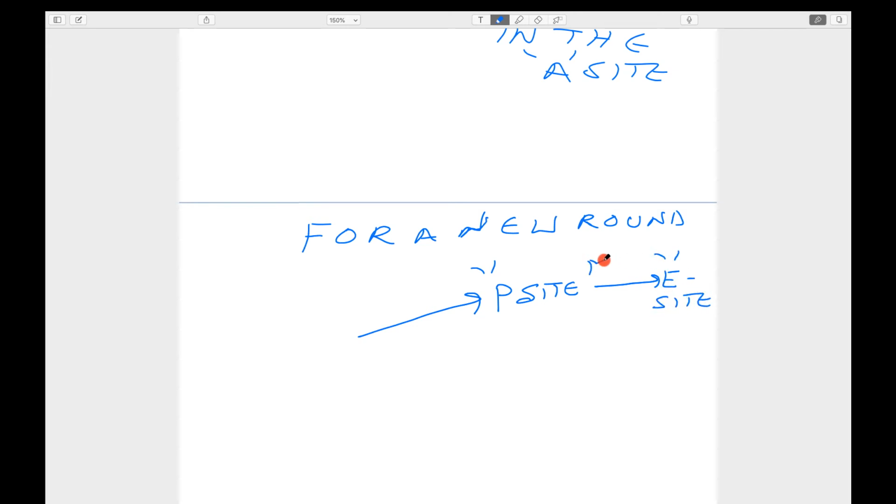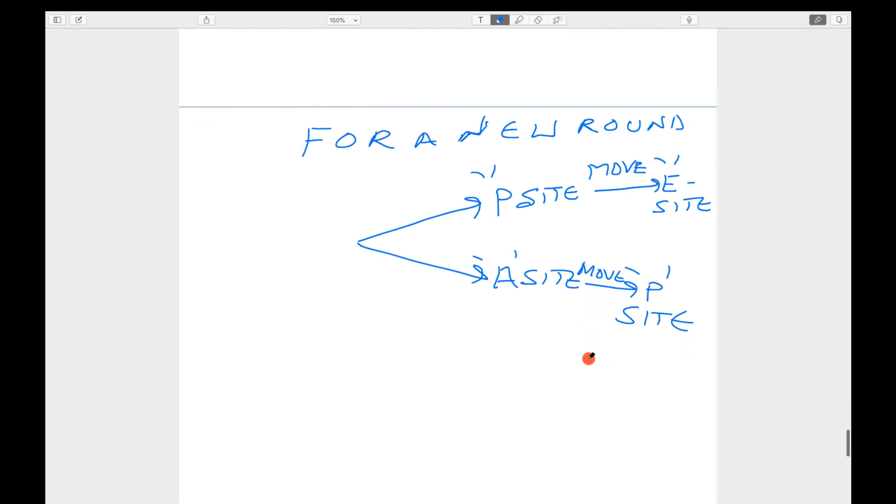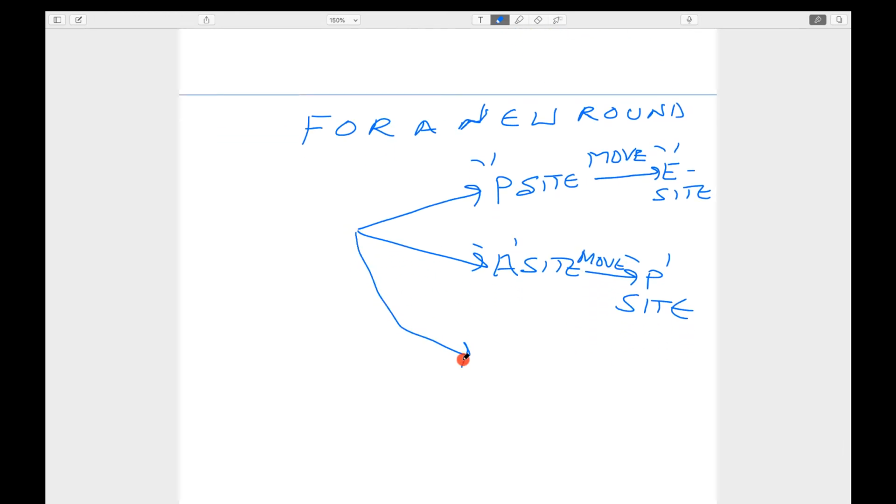Okay, that is move P site into E site. Then we have the A site into P site movement. A site to P site. What is the third aspect? The third aspect is the messenger RNA.